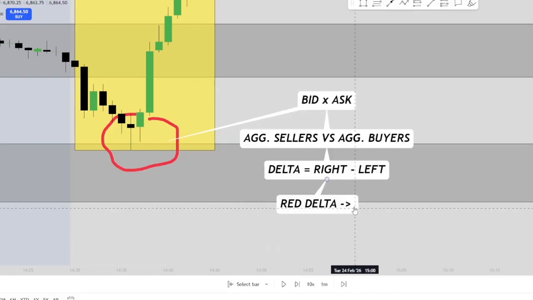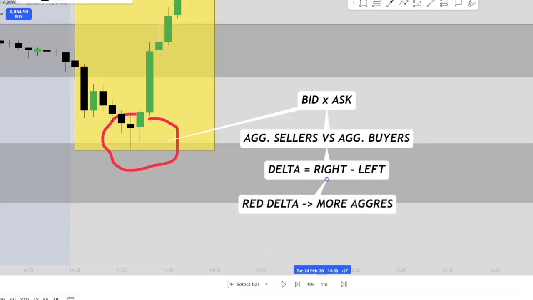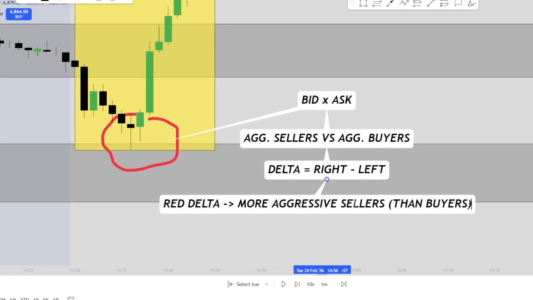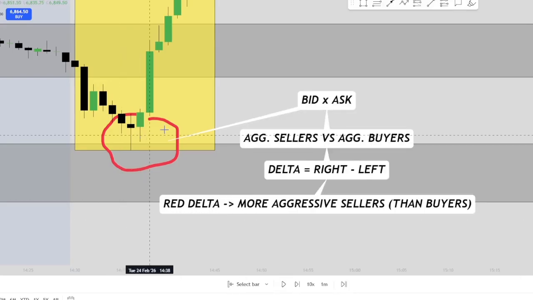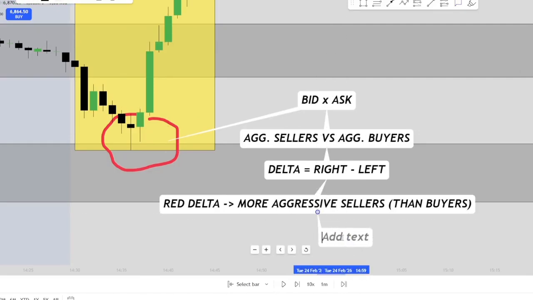Well, what it tells us is that there are more aggressive sellers than buyers, right? More aggressive sellers than aggressive buyers. Now, you want to look at that. You want to ask yourself something. If there were more aggressive sellers and the market moved higher, right? Who was in control at this zone, right? Who was in control between the buyers and the sellers, right? Who was in control?